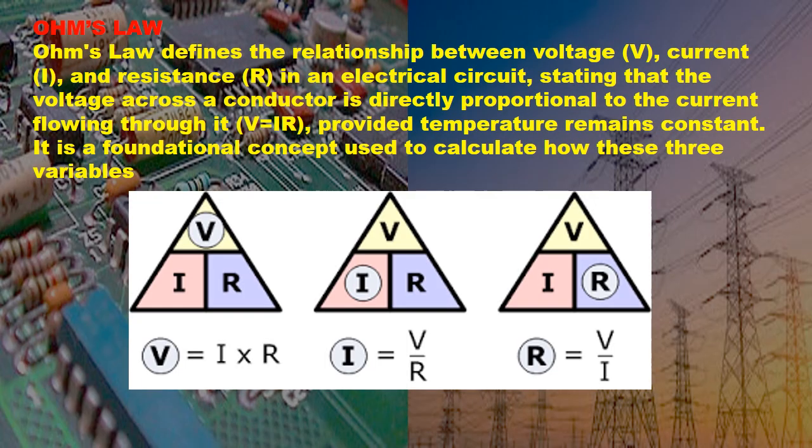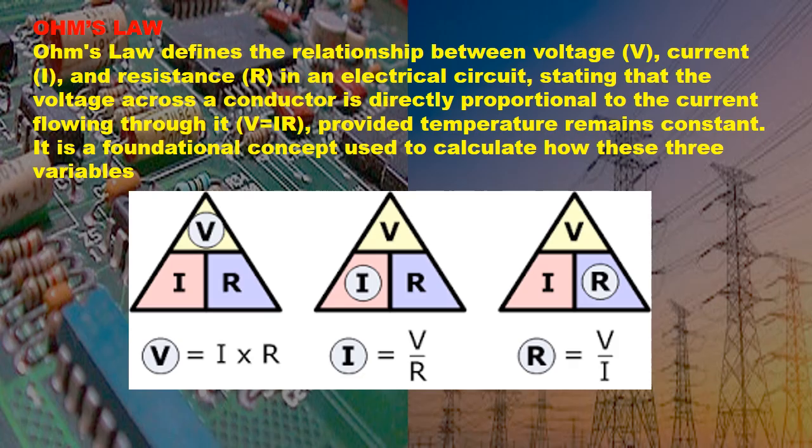Okay, let's look at Ohm's law. Ohm's law defines the relationship between voltage, current, and resistance in an electrical circuit, stating that the voltage across a conductor is directly proportional to the current flowing through it. Voltage equals current times resistance, provided temperature remains constant, because temperature is a very important factor in electrical conductivity. When you increase or decrease the temperature, it also affects the resistance and the conductivity of the circuit. So Ohm's law is satisfied if the temperature is constant.